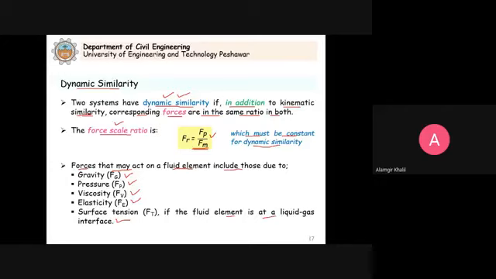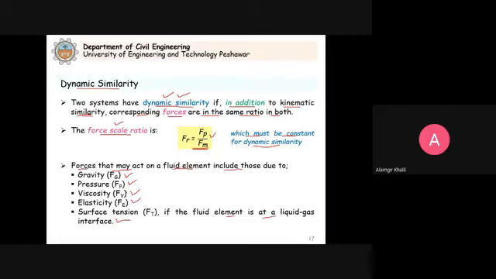Clear? This is important. So now these forces which are mentioned here, not necessarily all of them will be present at the same time. It depends on the flow problem. What type of fluid mechanics problem, hydraulics problem you consider, and then you have to identify, use your knowledge. These forces need to be considered because they are significant.